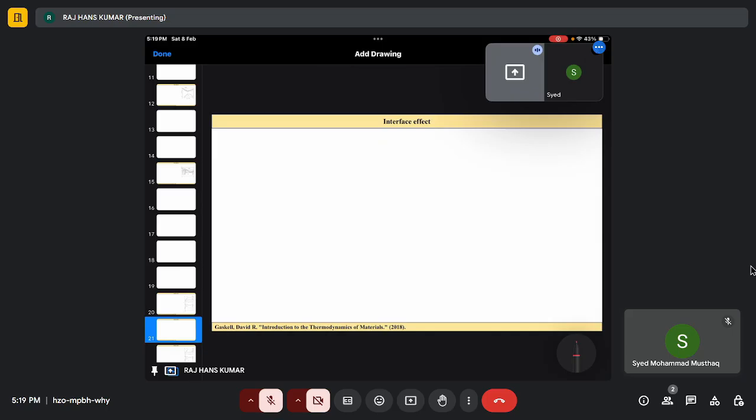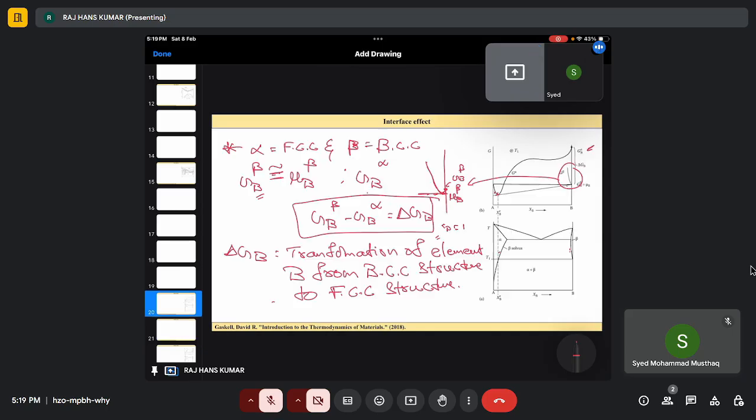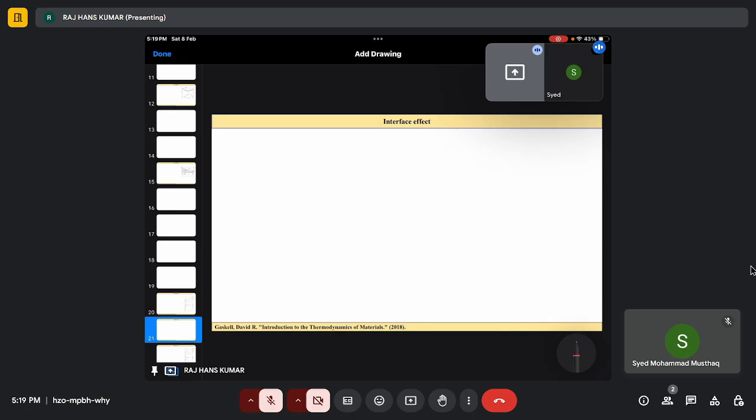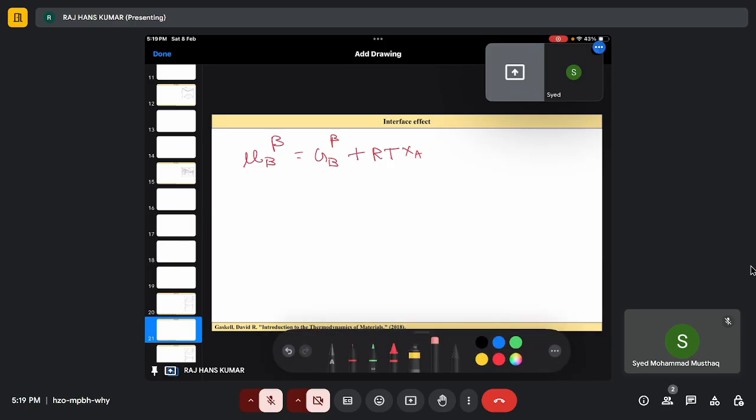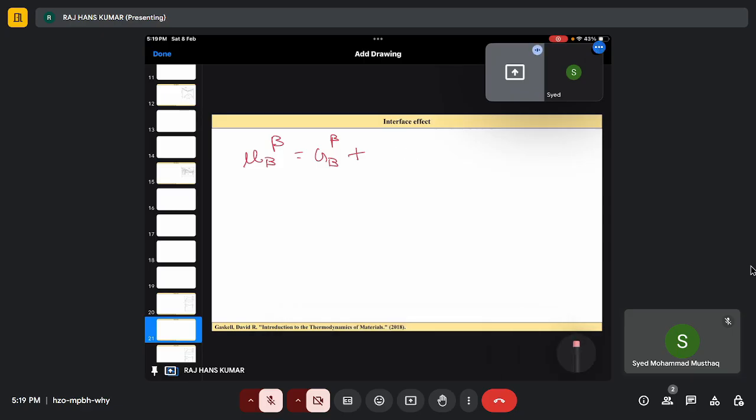Now, let me write this. What is mu B alpha? Mu B beta, right? So mu B beta will be equals to GB beta plus RT. No, I'm talking about chemical potential, right? So let me erase this part.